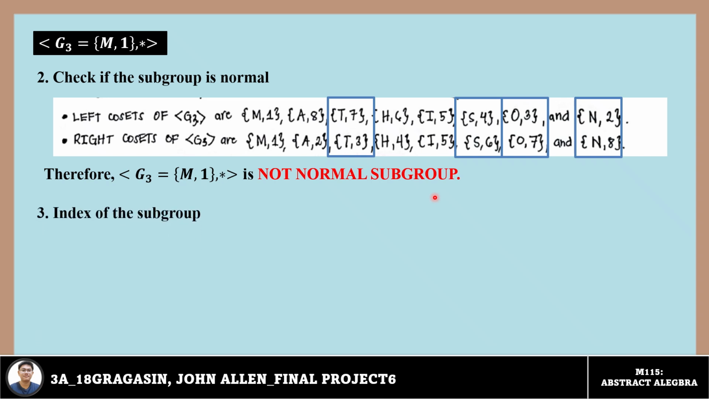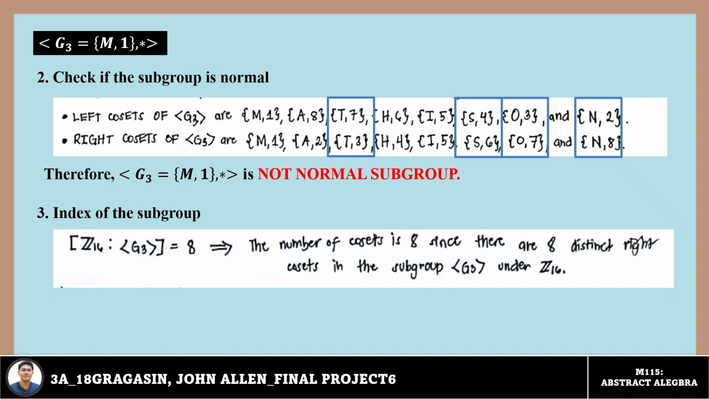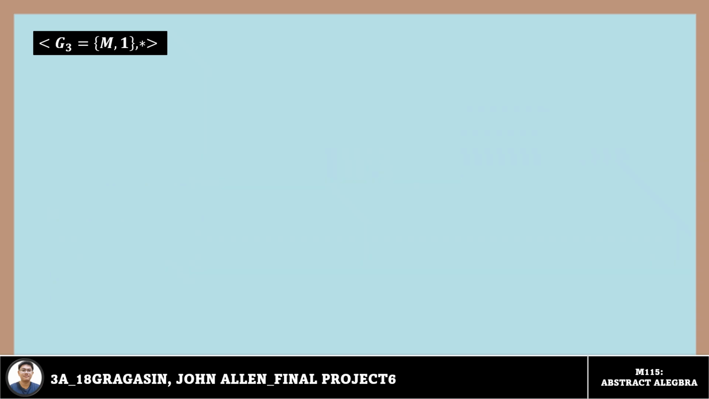And then next, the index of our subgroup. As we can see here, the number of elements of our right cosets is 1, 2, 3, 4, 5, 6, 7, and 8. That is why the index of our subgroup is 8.